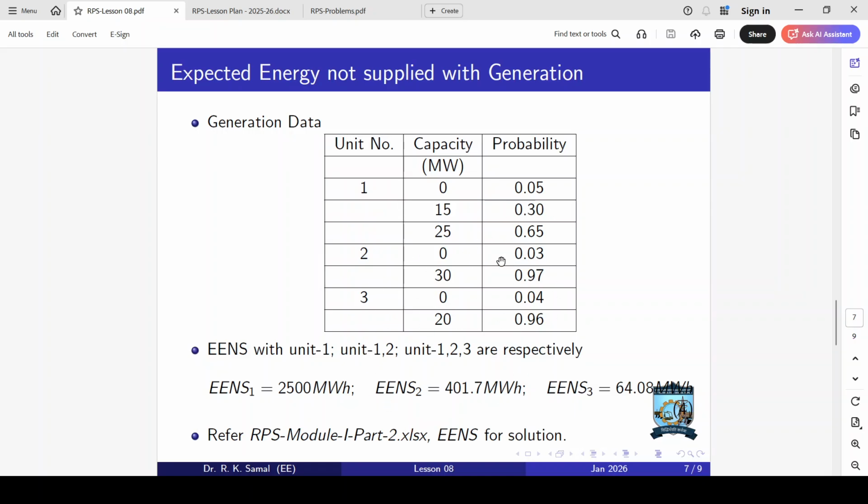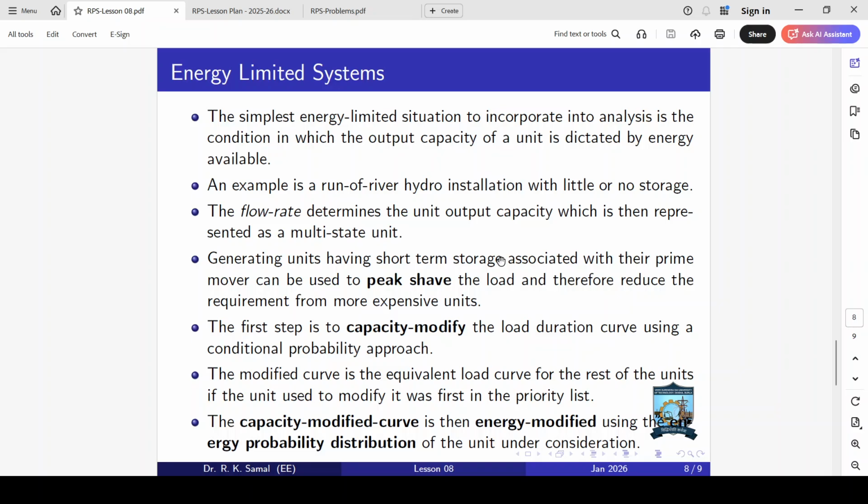Okay, next we will discuss something known as energy limited systems. The simplest energy limited situation to incorporate into analysis is the condition in which the output capacity of a unit is dictated by the energy available. An example is a run of the river hydro installation with little or no storage. The flow rate determines the unit output capacity, which is then represented as a multi-state unit.